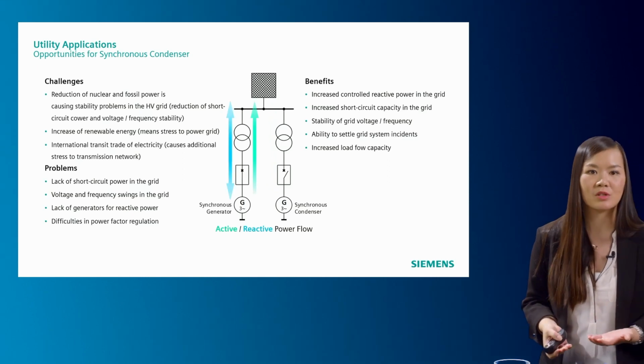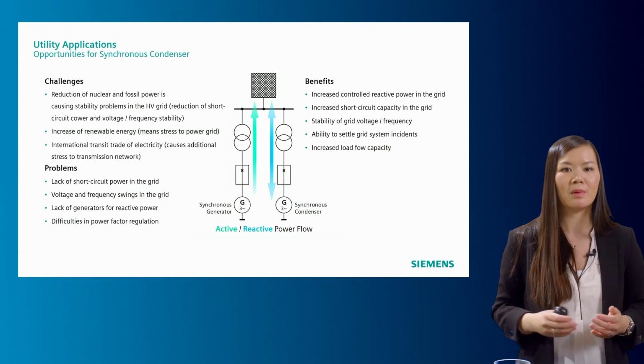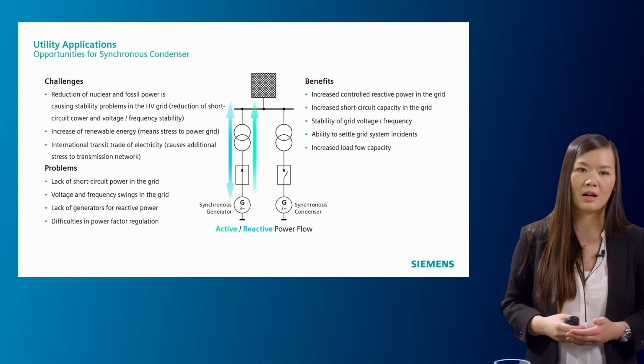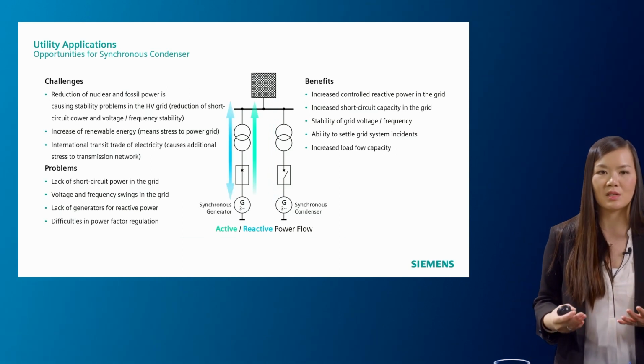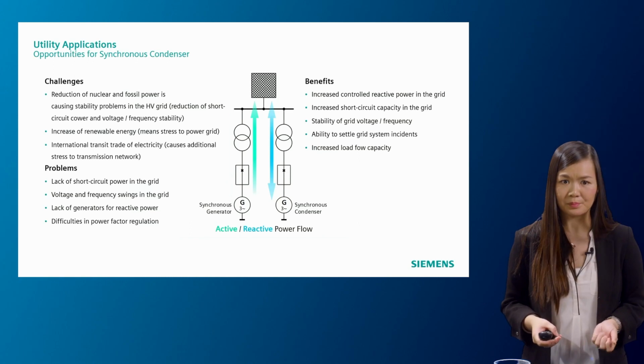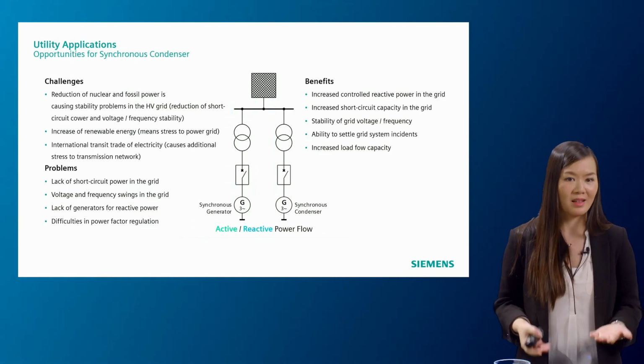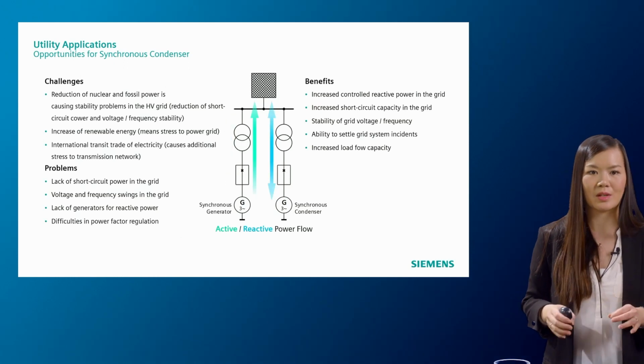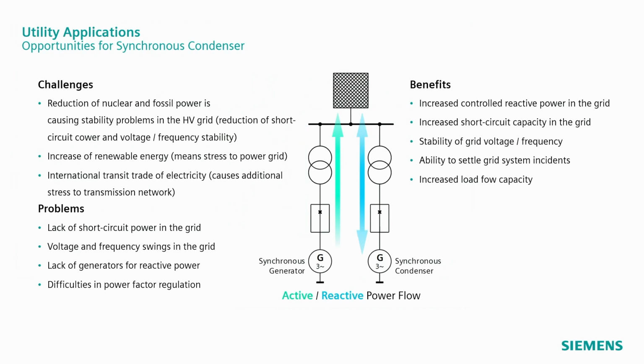The next factor which contributes to these grid challenges is that the international transit trade of electricity is growing. So that might cause further stress and burden for the transmission network. So all of these challenges result in problems, as I mentioned before, that we might have a lack of short circuit power in the grid. And those kind of problems will lead to voltage and frequency instability in the form of swings in the grid. And of course, by reducing the use of certain power plant types, you will not have a great number of generators which can produce reactive power, which leads to some difficulty when coming into power factor regulations.